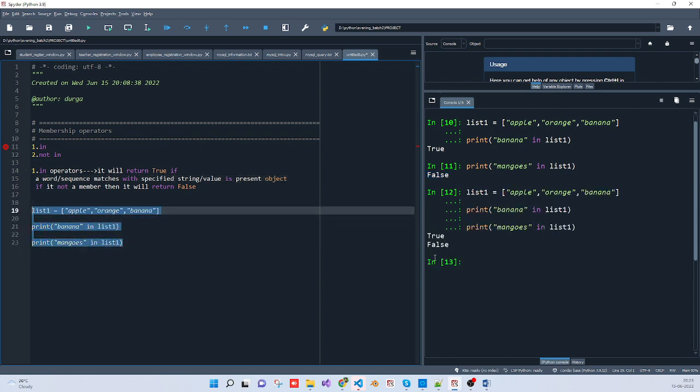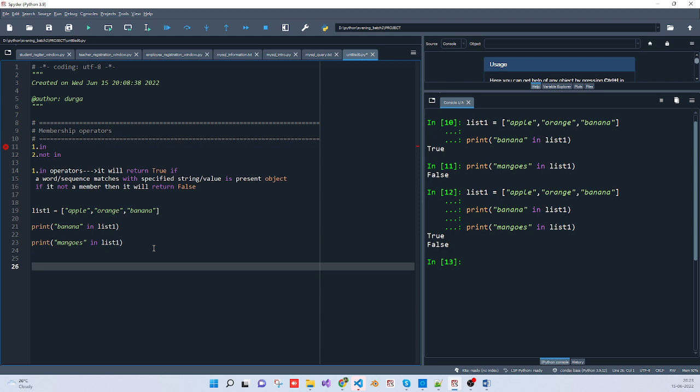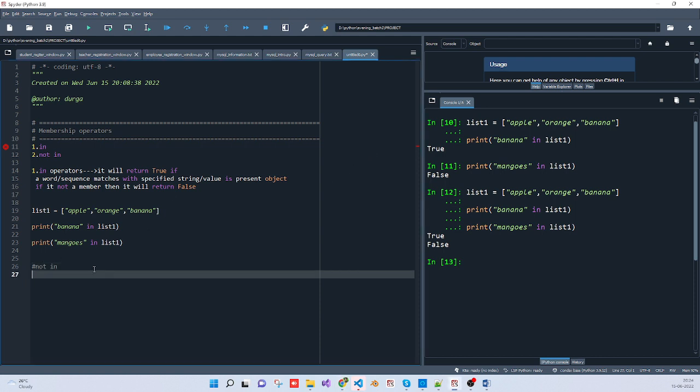Anyone having any doubt in this? No, right? Okay, then we will go with not in. It is the reverse of the in operator. Now how will it behave? It will return true.